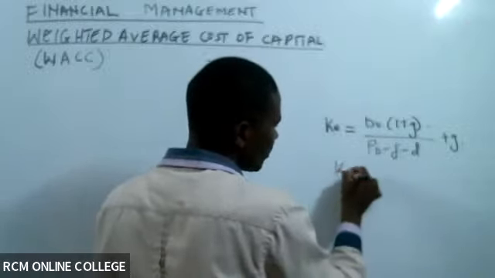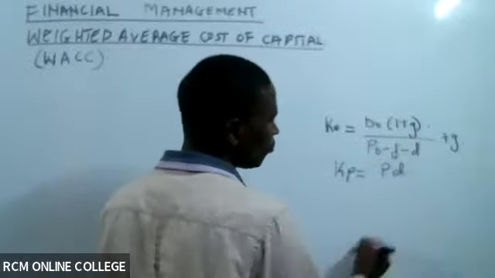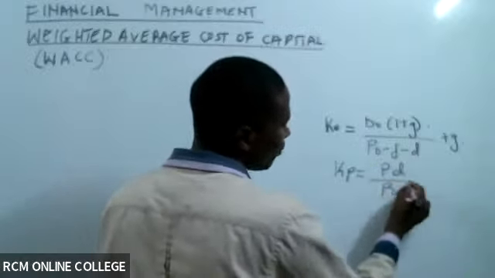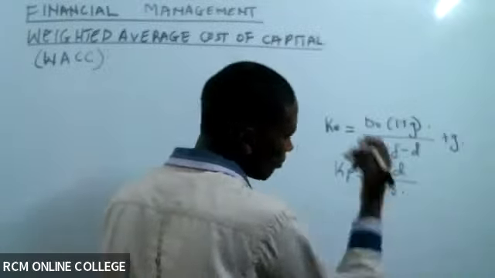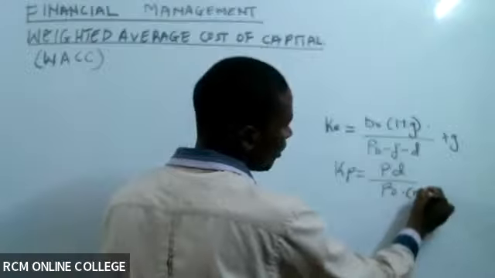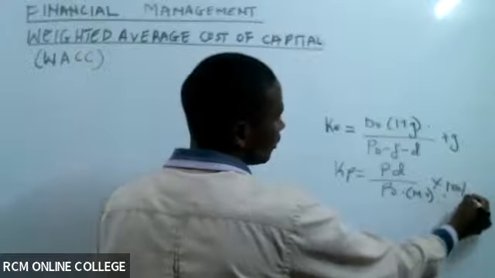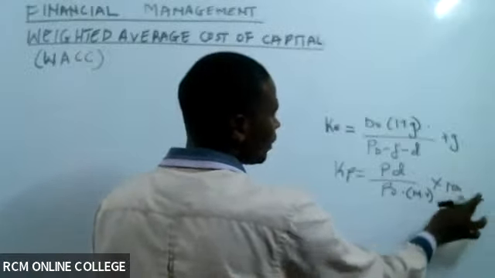Then KP is simple. It's given by preference dividend divided by P0 or the MV. MV is the market value, and P0 represents the market value, and that is done. Then you multiply by 100 to make it a percentage.